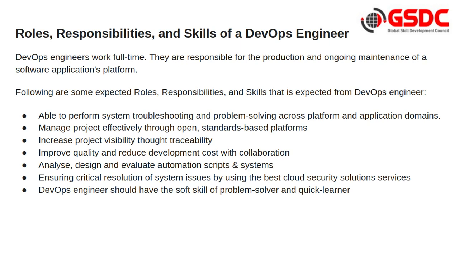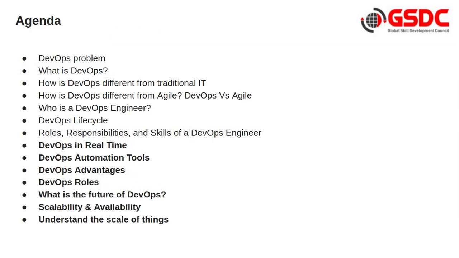Then this DevOps person should analyze, design and evaluate automation scripts and systems. Whatever the operations teams are doing, the DevOps person should understand that and help the operations team as well. Now this DevOps person has better visibility of the product, because he is working with the development team as well as the operations team. Then he can easily manage projects through open standard based platforms, right? So these are some of the roles, responsibilities and skills of a DevOps engineer.